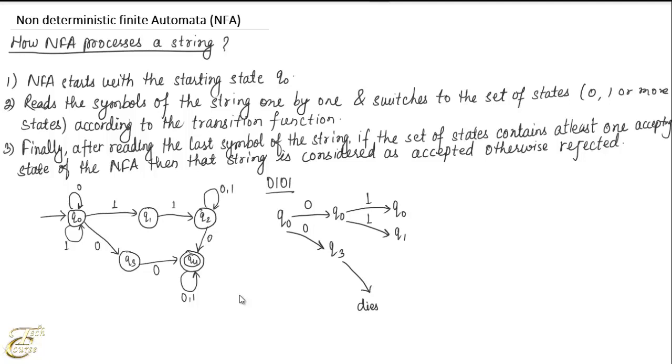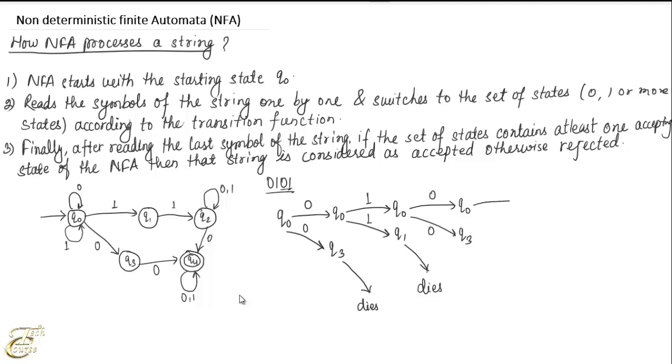Now the machine reads the next symbol, that is 0, in both Q0 and Q1 state. So reading 0 in Q0 state may either lead to the state Q0 or Q3. Similarly, reading 0 in Q1 state does not have any transition, so this path dies. Now the machine reads the final symbol, that is 1, in Q0 and Q3 state.